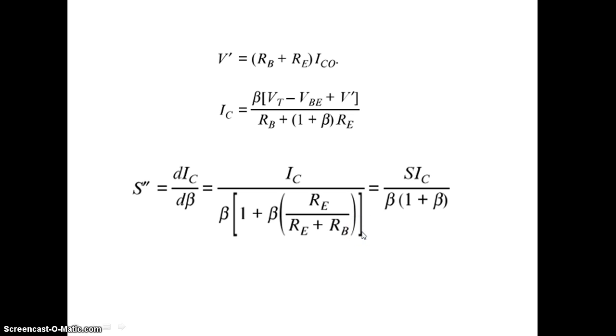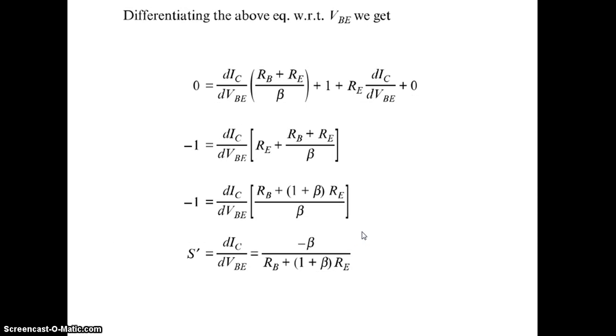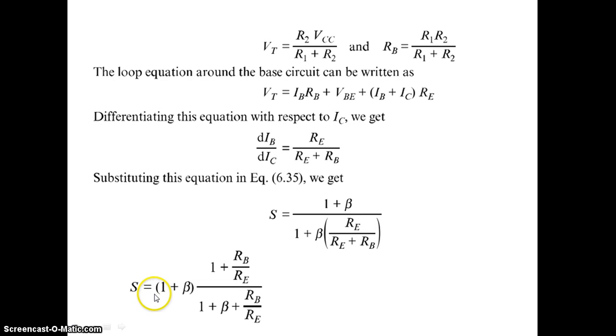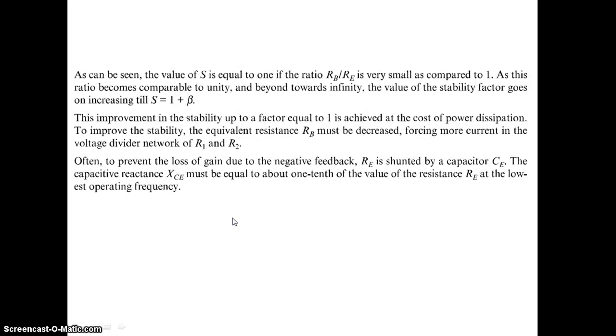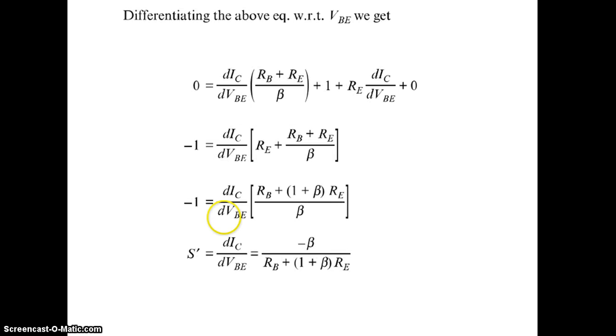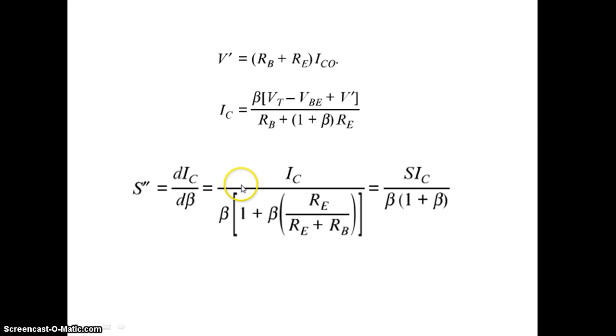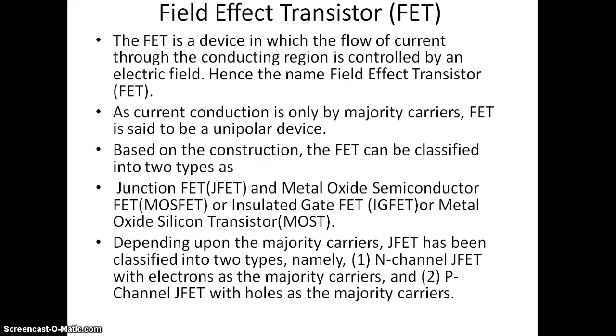So we have derived three stability factors. First, S, which is given by dIC by dICO, the variation of collector current with respect to the reverse saturation current. Second, S dash, which is dIC by dVBE, that is the variation of collector current with respect to VBE. And the third is S double dash, dIC by d beta, that is the variation of collector current with respect to the current gain beta. So these are the three stability factors we have derived.